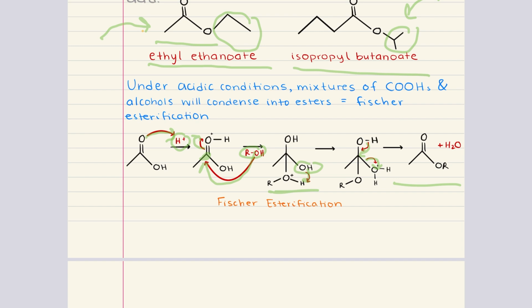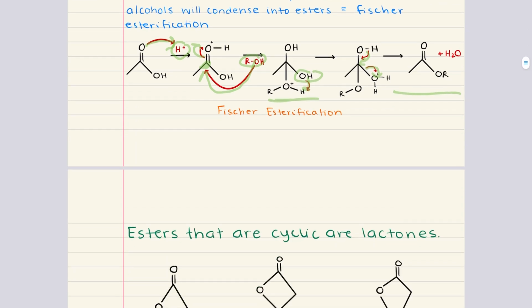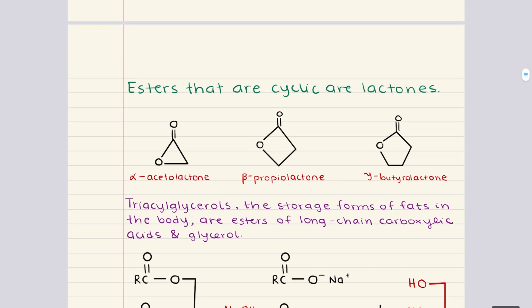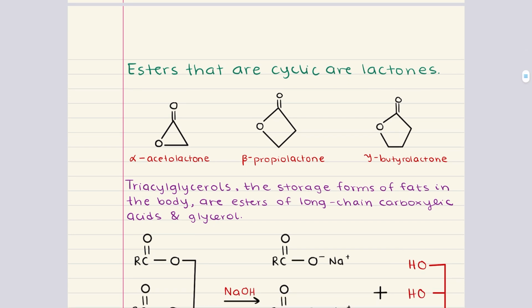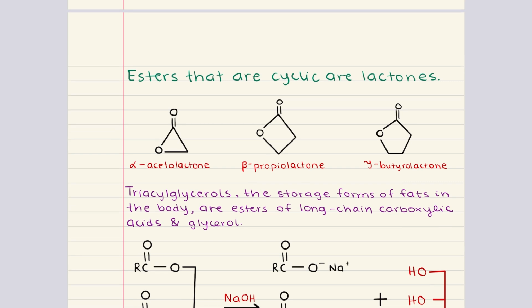With that in mind and moving forward, esters can exist in cyclic forms, and when they do, they're called lactones. Lactones form when a hydroxyl group within the same molecule reacts with a carboxylic acid group, closing the structure into a ring and therefore creating a cyclic ester.